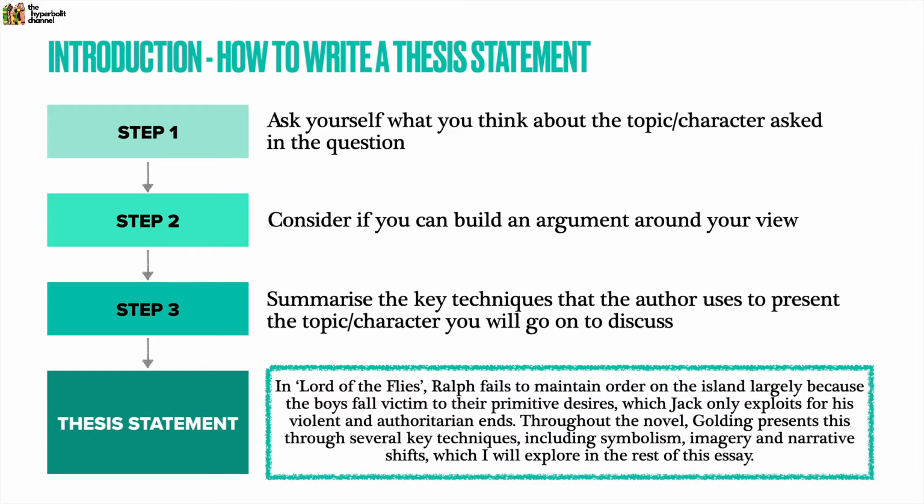In Lord of the Flies, Ralph fails to maintain order on the island largely because the boys fall victim to their primitive desires, which Jack only exploits for his violent and authoritarian ends. Throughout the novel, Golding presents this through several key techniques, including symbolism, imagery, and narrative shifts, which I will explore in the rest of this essay.